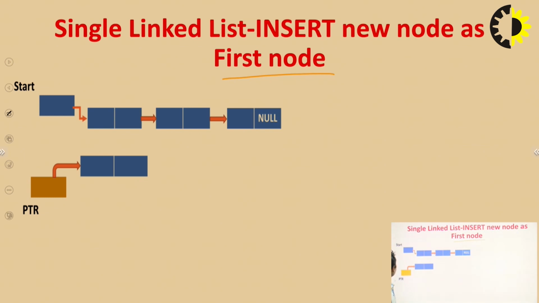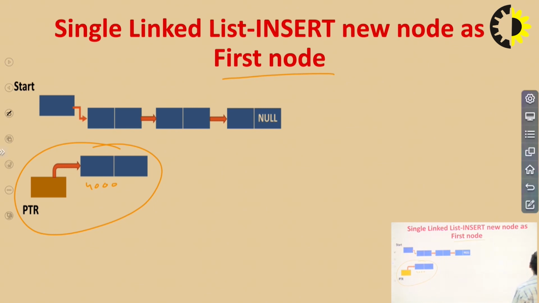Now just see here. Before inserting the node, we must create a new node. We must create a new node with the help of dynamic memory allocation, and keep the address. Let the address be 4000. The address of this particular node, that is 4000, is kept here.